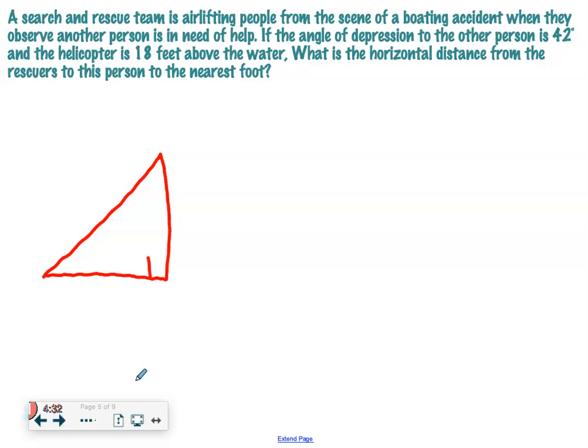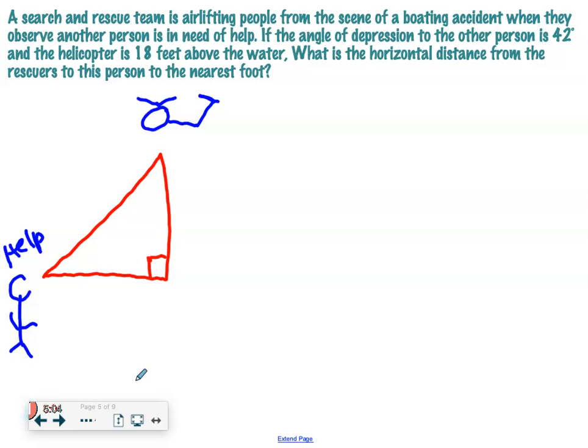Here's my right triangle. You're always going to have a right triangle, so just draw one. And then you can be as fancy or not fancy as you want. I think it helps if you give yourself a little bit of detail. I can't draw, I'm just telling you that now. Here's my helicopter. Okay, that's my helicopter up in the air. And here's the person they're trying to rescue. Help! Save me.